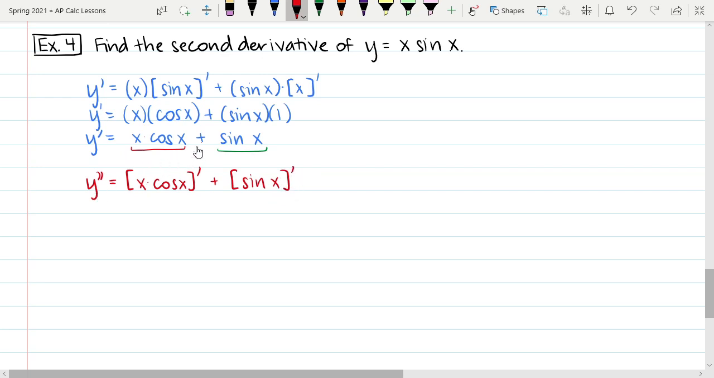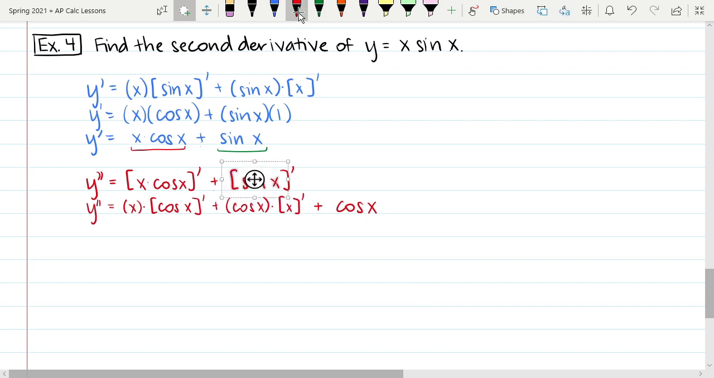Remember that the derivative of the sum of two functions is the sum of their derivatives. But now that first derivative is a product. So I need to now recognize I need the product rule. So again, it's going to be the first times the derivative of the second plus the second times the derivative of the first, and then finally plus the derivative of sine of x, which is cosine of x. And in fact, let me just put those in a different color just so we can see that that's a different part.